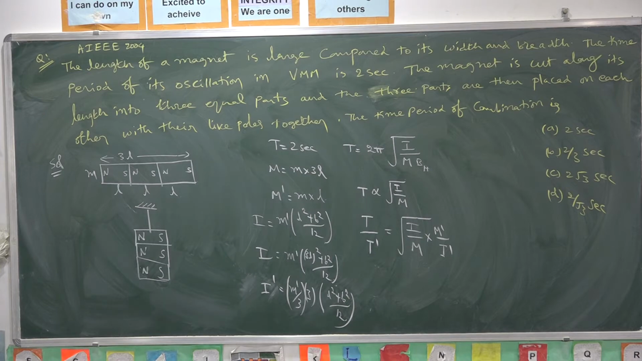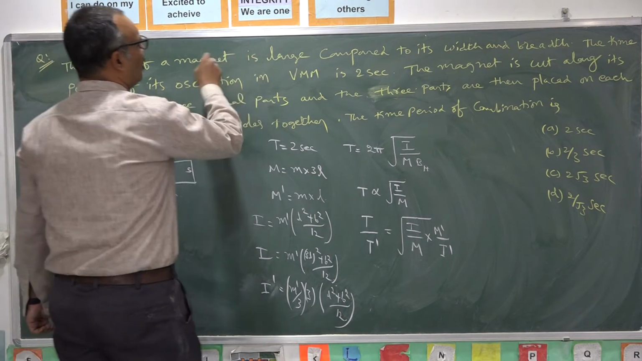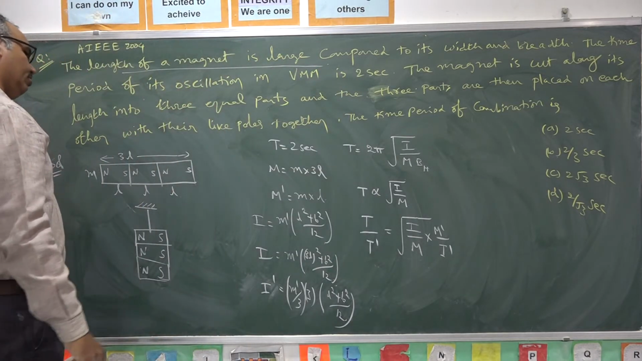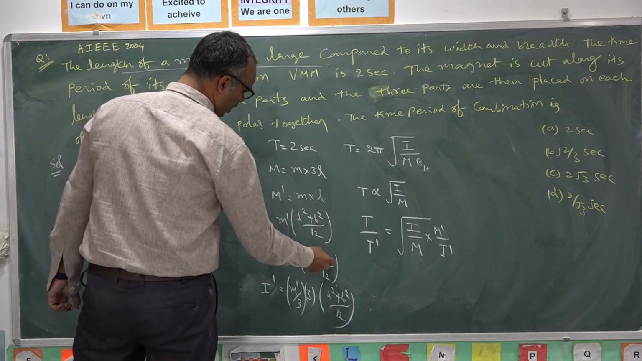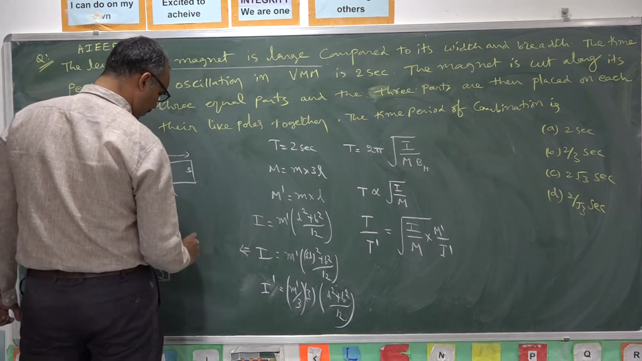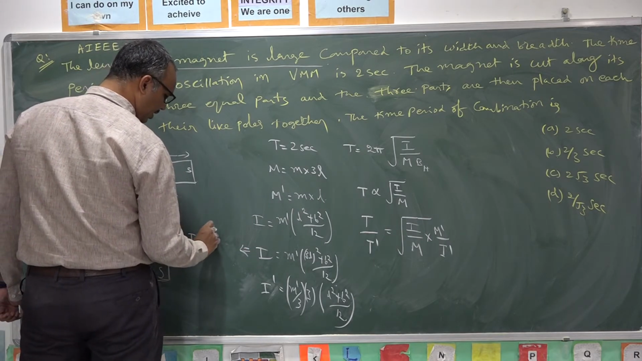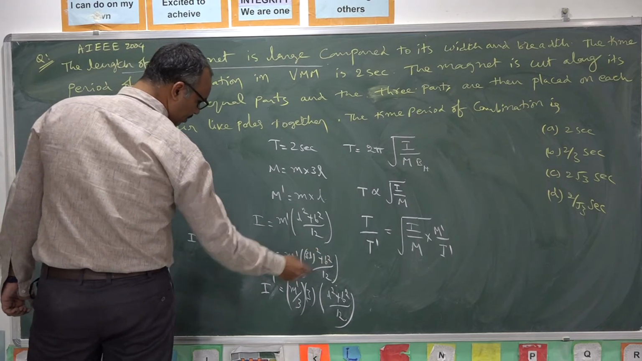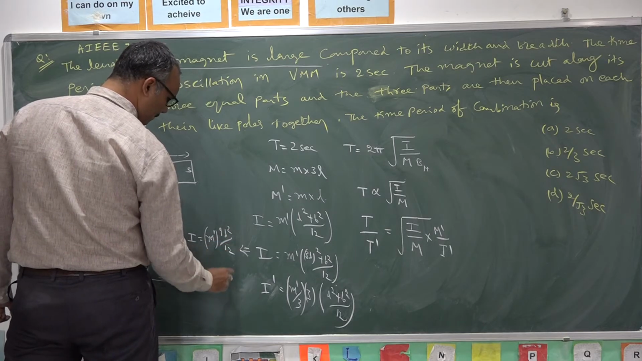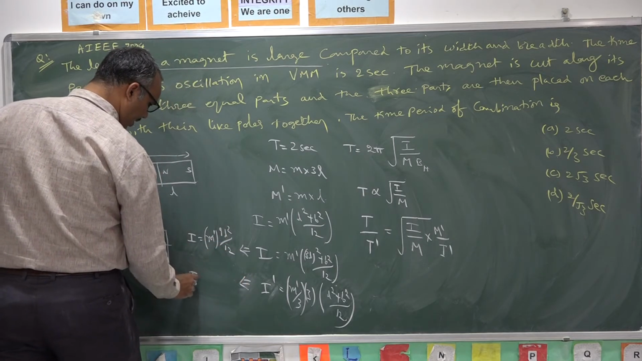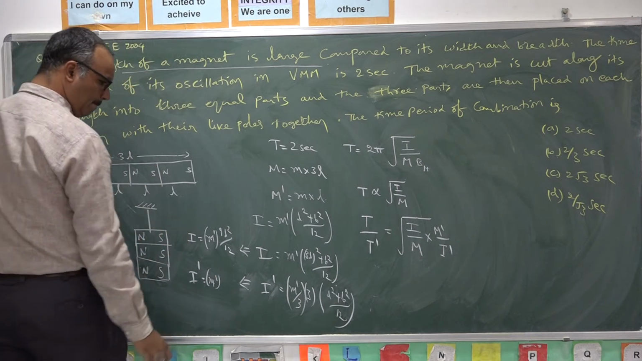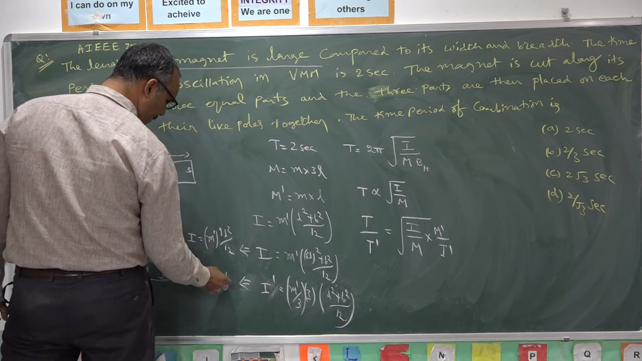But here in the question, they mentioned a sentence that the length of the magnet is very large compared to width and breadth. So you can neglect the breadth value when compared to the length value. So what will happen to the old moment of inertia? Mass of the magnet into, when I neglect breadth, it becomes 9L square by 12. What is the new moment of inertia? I dash is equal to mass again m dash only, because we rearranged them. Now, when you neglect breadth, L square by 12.